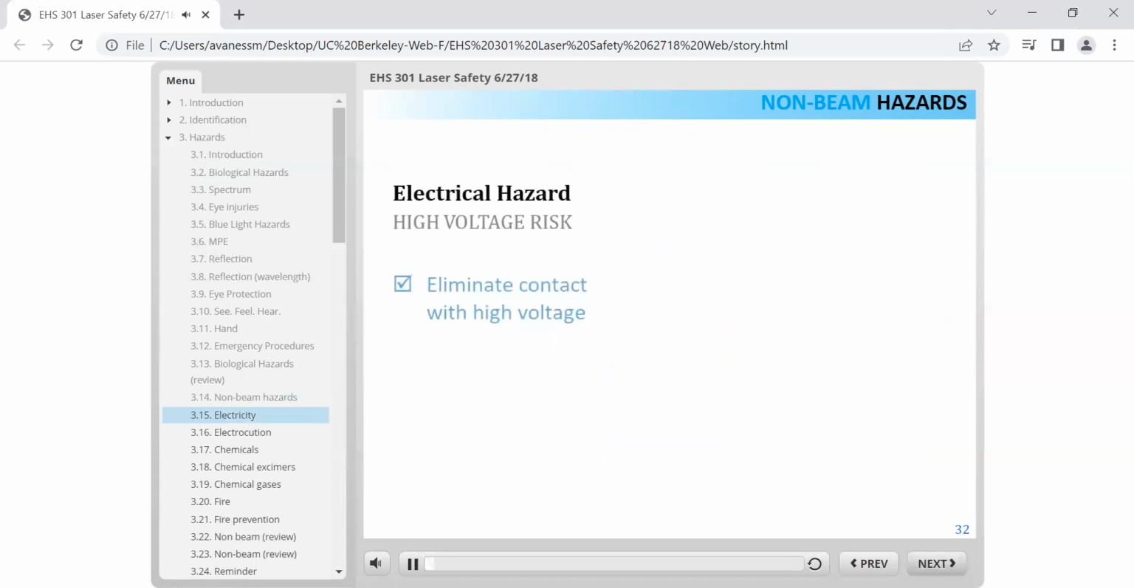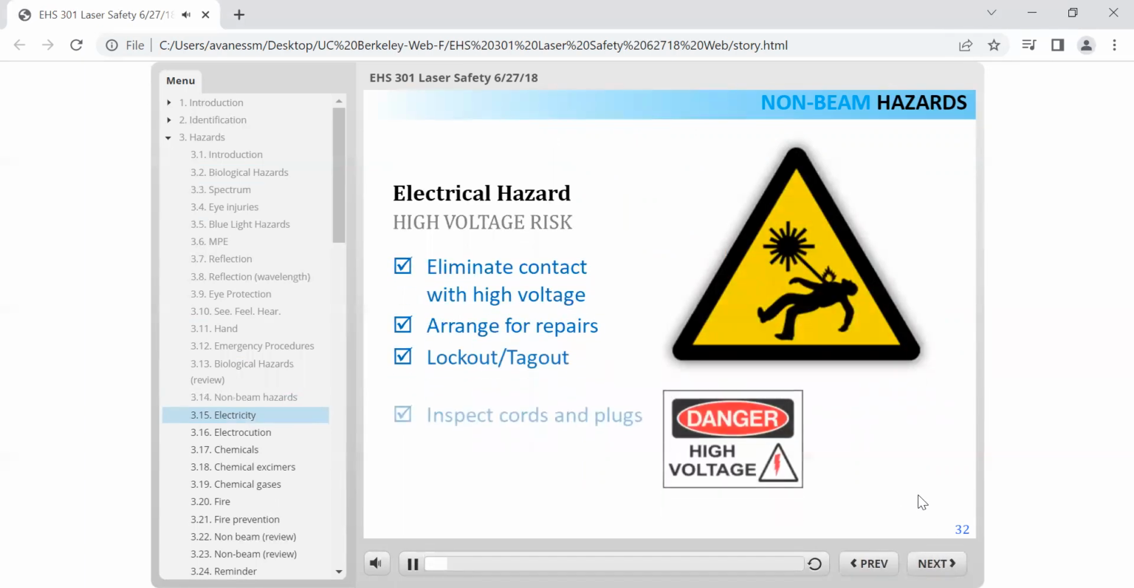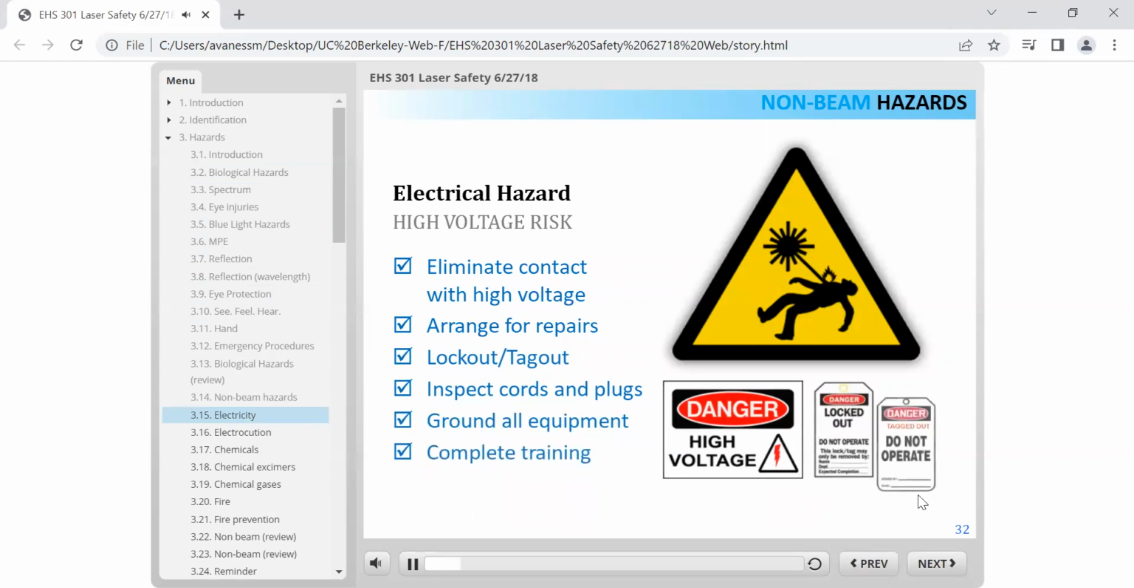Many lasers have high voltage power supplies that can present a risk of electrocution unless sufficient care is taken when servicing them. Thus, ensure that you eliminate any contact with high voltage equipment. Do not perform electrical service or maintenance on a laser unless you are properly trained. Allow the experts, including the service representatives for the laser manufacturer or the campus electricians, to make any necessary repairs.